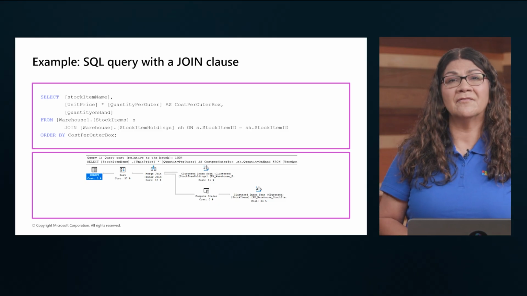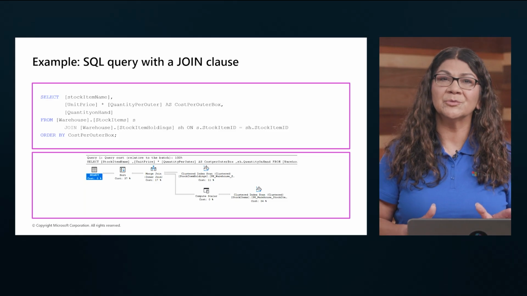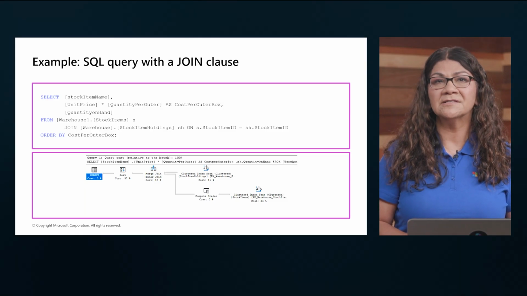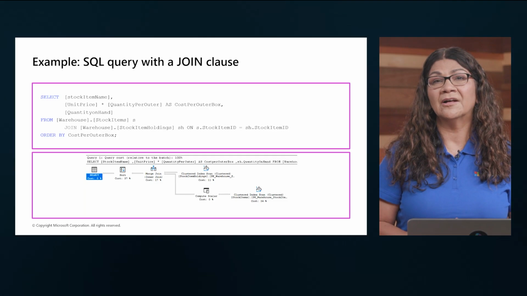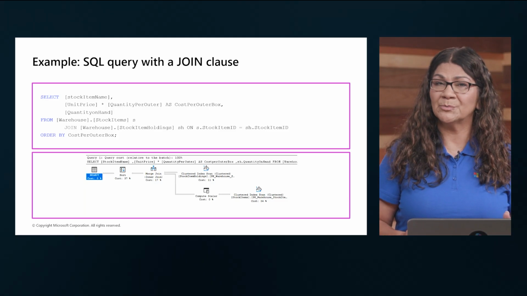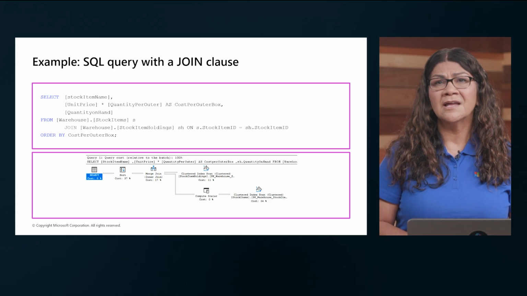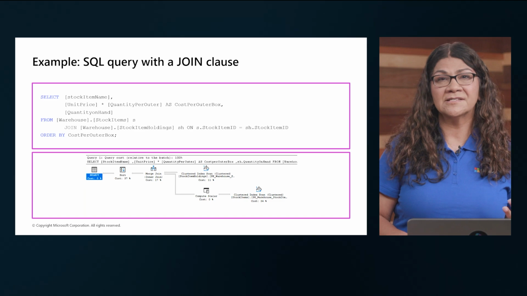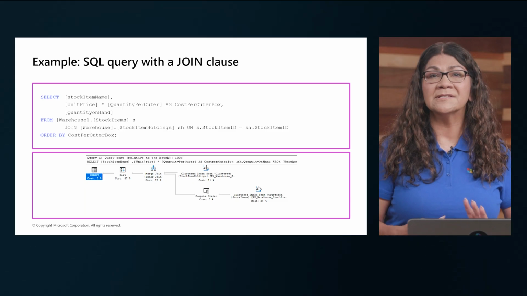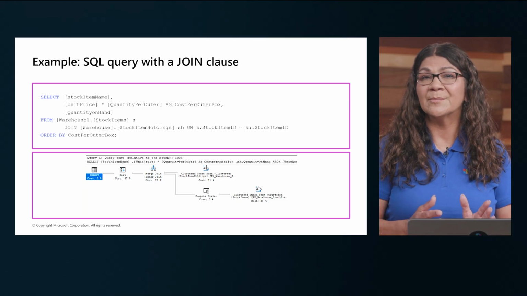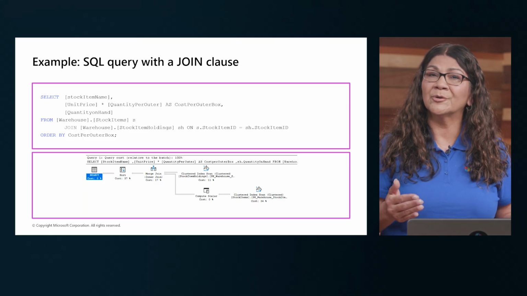Here is an example of a typical T-SQL join query and its corresponding execution plan, offering a detailed view of how SQL Server processes a query. The query retrieves product names, calculates the cost per outer box by multiplying unit price and quantity per outer, and returns the quantity on hand. It performs a join between the warehouse stock items and warehouse stock item holdings tables, matching on stock item IDs, and then sorts the results by the computed cost per outer box.